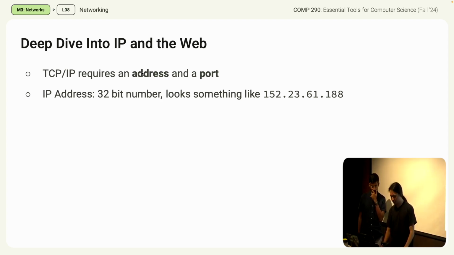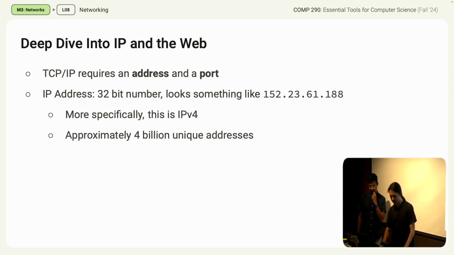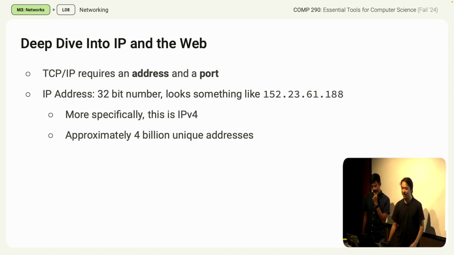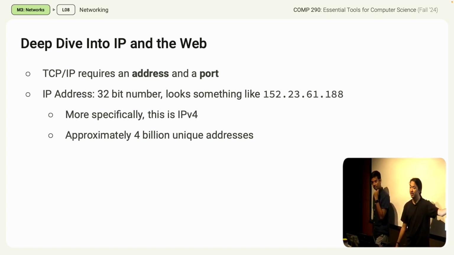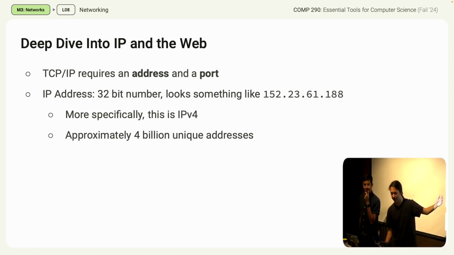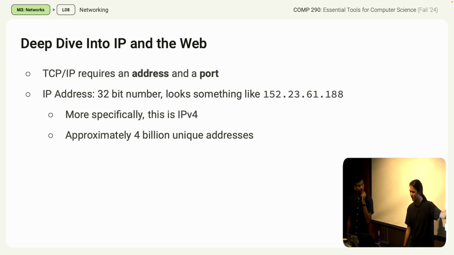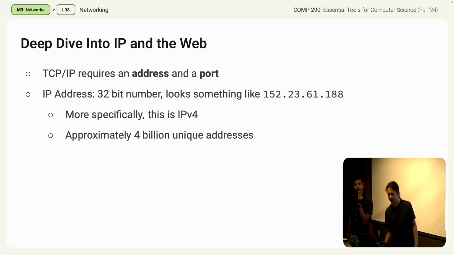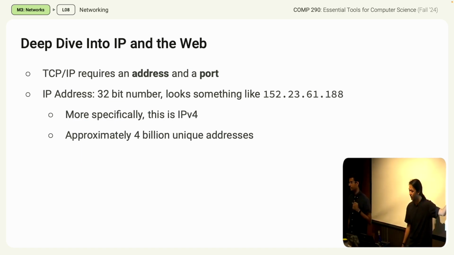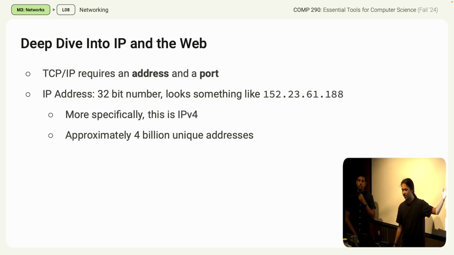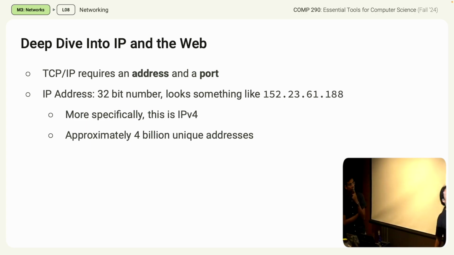So an IP address is just a 32-bit number, and you can go on Google right now and look up what is my IP address, right? You actually might get something that looks a little different from this. This was one when I looked it up earlier. That's my IP address: 152.23.61.188. And this specific format is called IPv4, IP version 4, and it is a 32-bit number where each chunk is a number between 0 and 255.